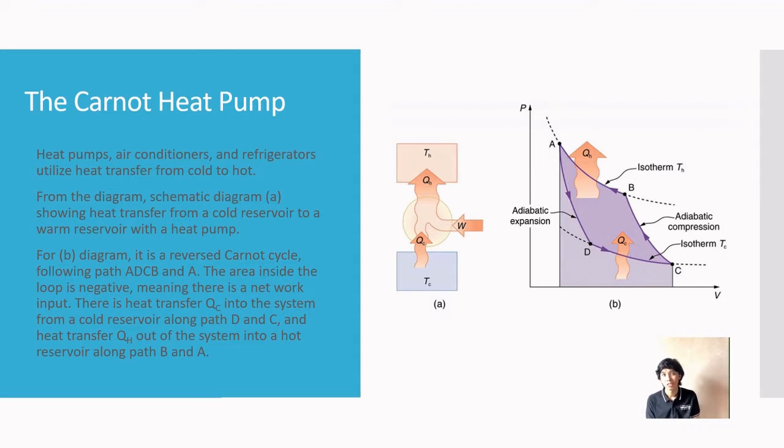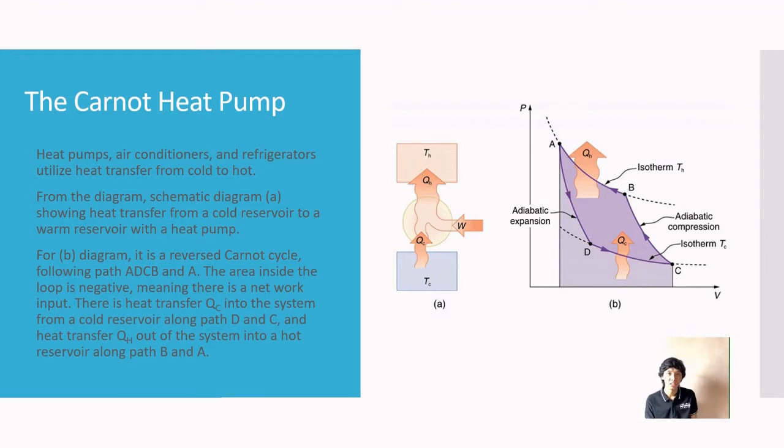Heat pumps, air conditioners and refrigerators are heat engines operated backward. The diagram shown here is based on a Carnot reversible engine. It is a schematic diagram showing heat transfer from a cold reservoir to a warm reservoir with a heat pump; the directions of W, QH and QC are opposite to what they would be in a heat engine. And the B diagram is a reverse Carnot cycle following path A, D, C, B and A. The area inside the loop is negative, meaning there is a net work input.